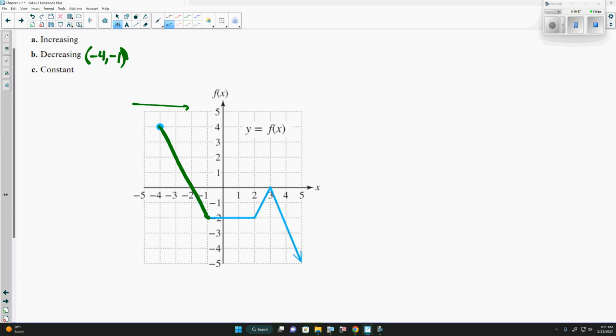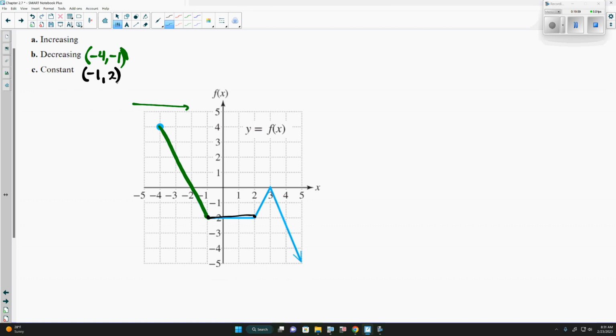You can leave it there. I'm going to move it up there next to decreasing because that is part of the intervals that it is decreasing. But it changes from -1 to 2. It is what? Constant. It's not going up. It's not going down. So constant, we can say -1 to 2.